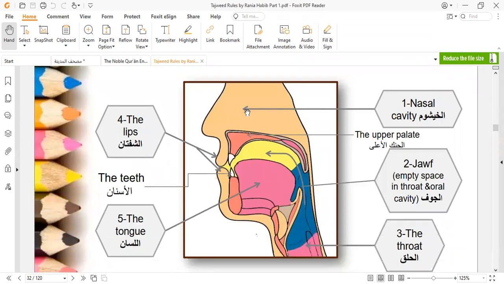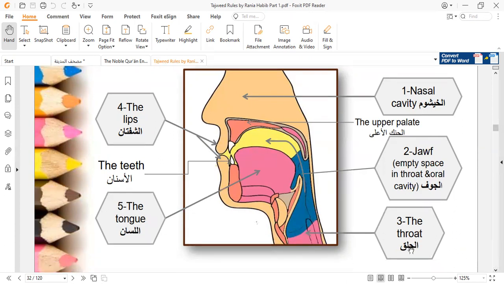Al-khayshum, the nasal cavity, and it doesn't have specific letters. It just has the sound of nasalization, which is ghunna, coming from 2 letters. Number 2, al-jawf. Al-jawf, this is the empty space in the throat and oral cavity. This area, all this is al-jawf, any empty space in this.